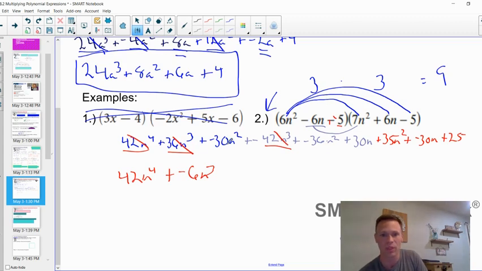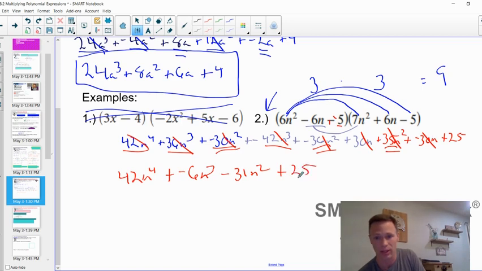Cross those out. N squares, I got -30, -36. Let's do it this way. If I have 35n squared and then -36n squared, that's -1n squared. Minus 30n squared, that gives me -31n squared. Now all the n squares are done. Now I have 30n to the 3rd and 30n to the 3rd. One's positive, one's negative. They will cancel each other out, and I just have plus 25.